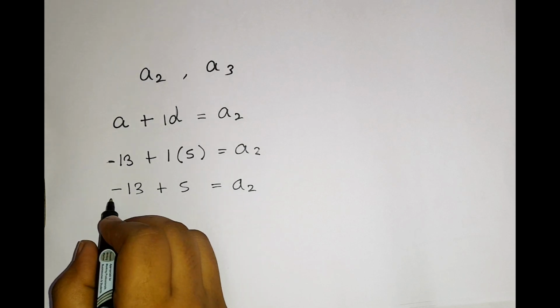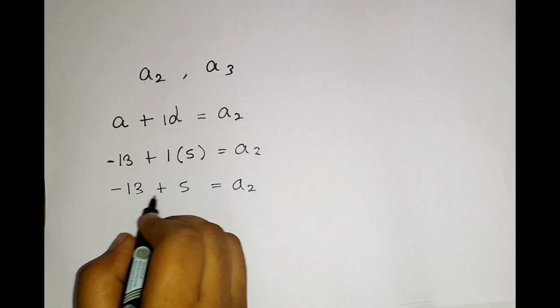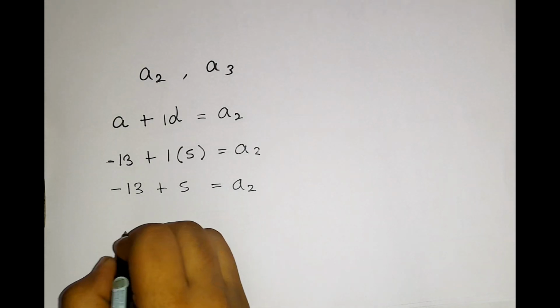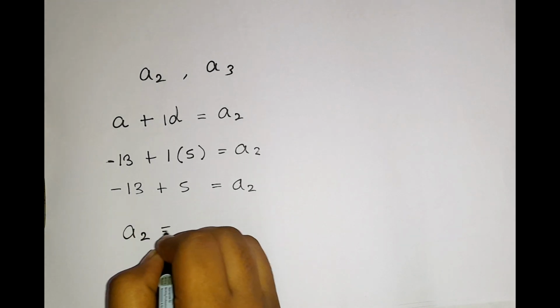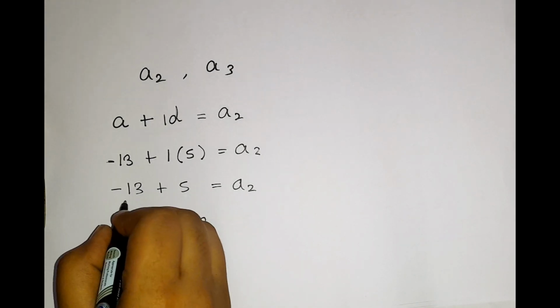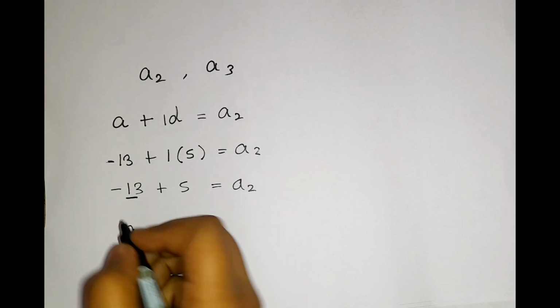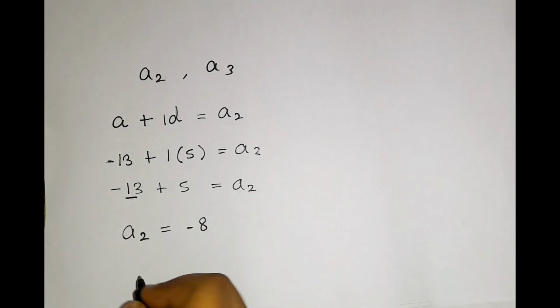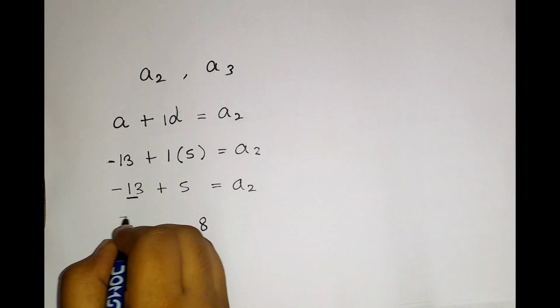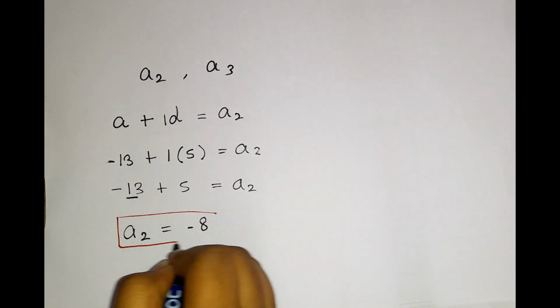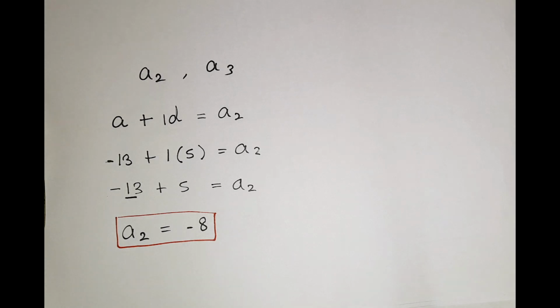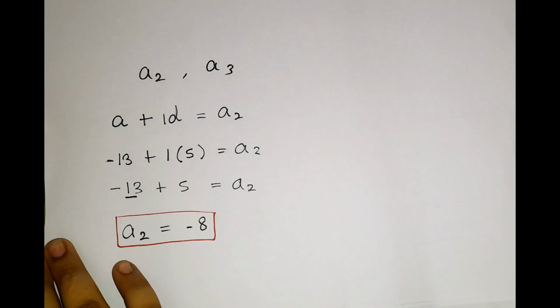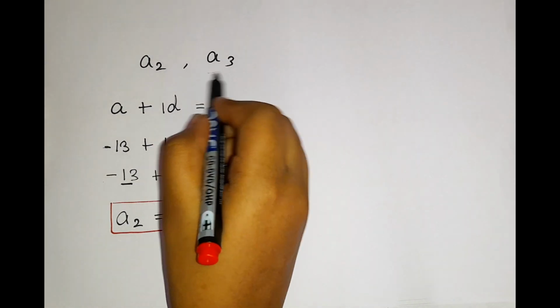Plus and minus is minus. So when we subtract them, 13 minus 5, we get 8. Since the greatest number is 13, it has a minus sign, so for this 8 also we are supposed to write the minus sign. So now finally we got the A2 value. The A2 value is minus 8. Alright guys, now let us find the A3 value.